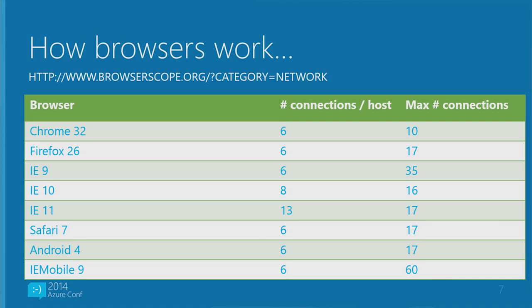Now, if you look at how browsers work, and at the different numbers of connections that the different browsers can do, there are some interesting numbers in there. For example, Chrome only allows you to open 6 concurrent connections per host with a maximum number of 10 connections in the entire browser.